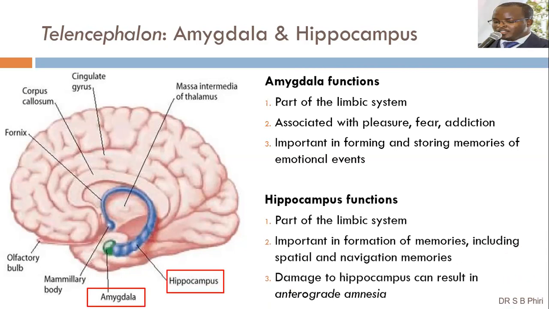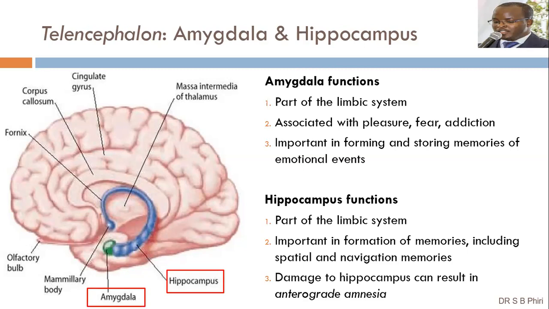Then the hippocampus, in terms of function, is also part of the limbic system. It's important in the formation of memories, including spatial and navigation memory. So when you're talking of formation of memories, the hippocampus is involved. When you have damage to the hippocampus, that can result in anterograde amnesia. So you find that the ability to retain new memories is compromised when you have damage to the hippocampus, because the hippocampus is important in the formation of memories.